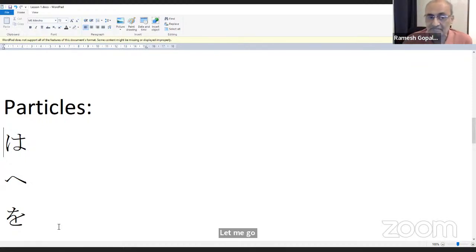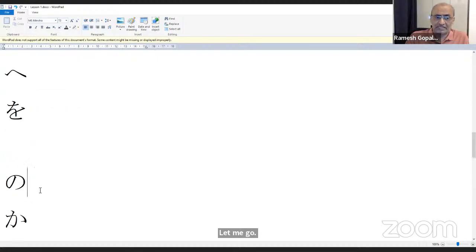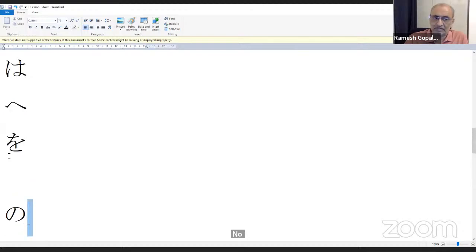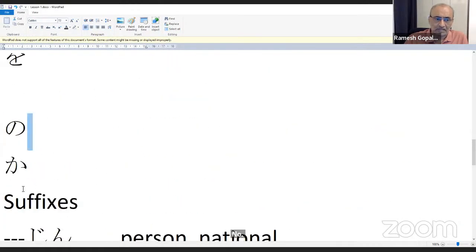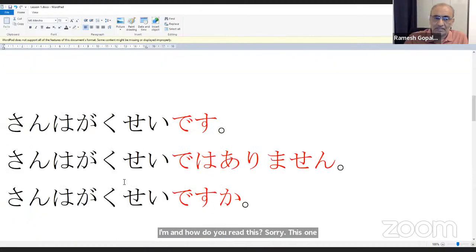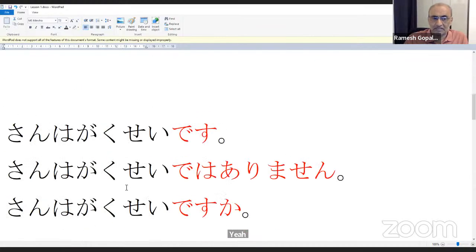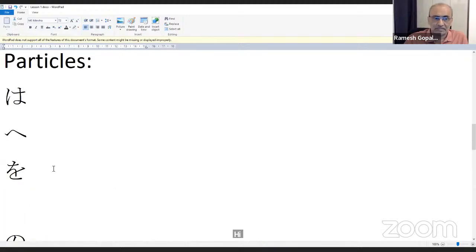This is the first thing I'll have to tell you. Okay. Now, what is this kana? No. There's no change, only for those three particles. This no is read as no. And how do you read this? Sorry, this one? Ha. Okay. That is what I had to tell you.